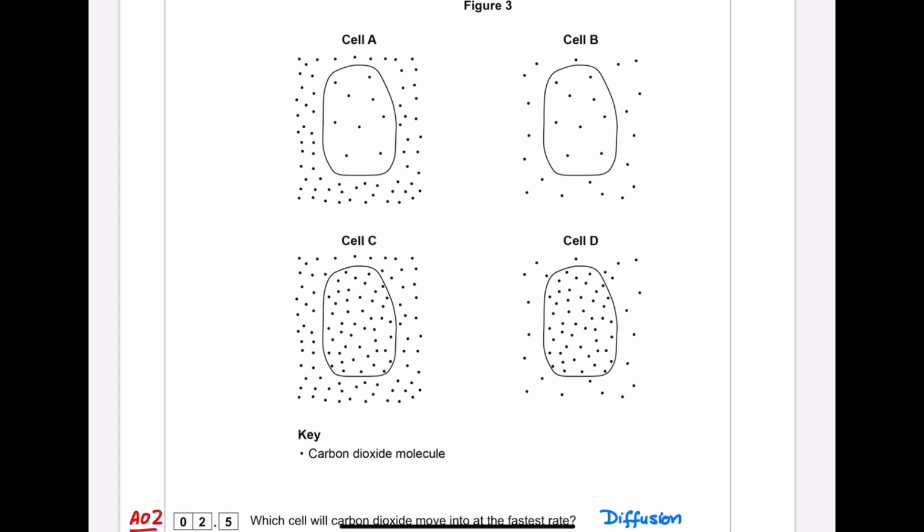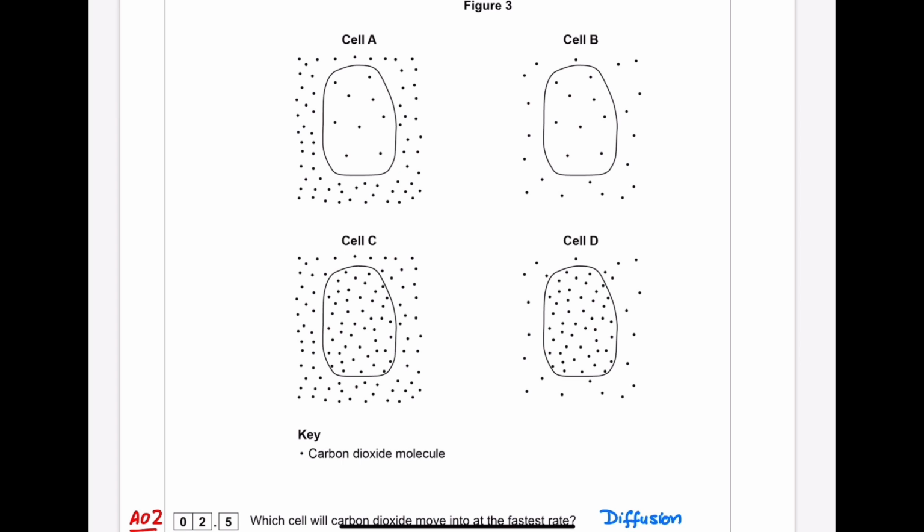The concentration difference will decide the movement of the molecule. If you see cell A, more carbon dioxide is present outside the cell than inside the cell. Therefore, the carbon dioxide will move from outside to inside at a higher rate. If you see cell C, almost equal concentration is present inside and outside. Therefore, the rate of diffusion is very slow.